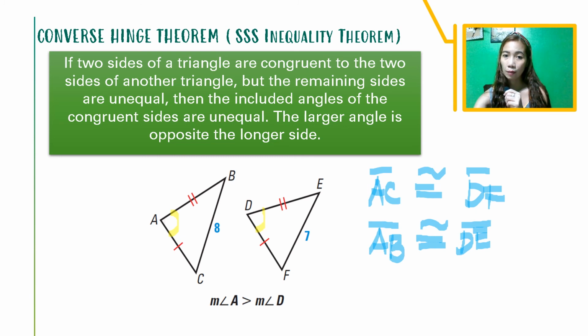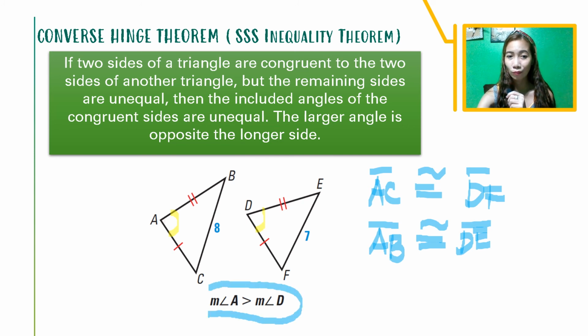Definitely, as said earlier, the larger angle is opposite the longer side. So what is the larger angle? Where is the longer side? Our longer side is this side BC. Obviously, it says 8 compared to EF, which is only 7. So that's why angle A is bigger, or greater, than angle D. Okay? So, that's all.